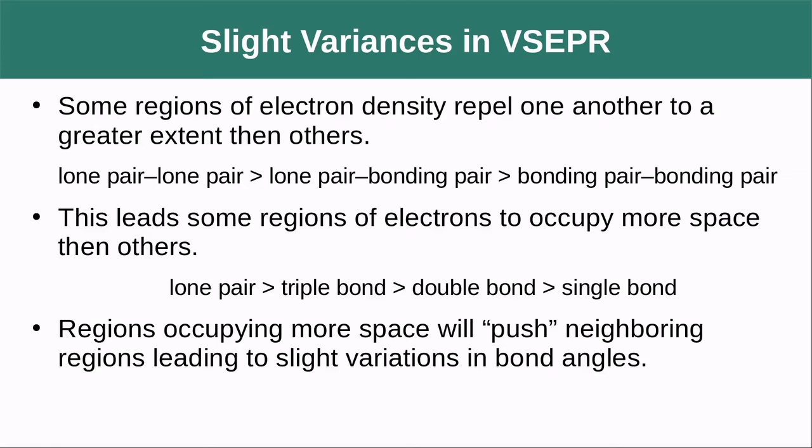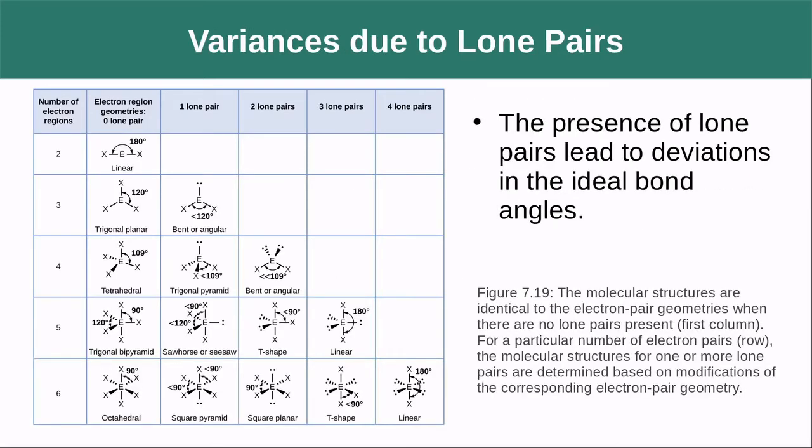So we're going to think of a lone pair as being a big space. It's a big thing that's occupying a lot of space. Triple bonds are a little less, double bonds a little less, single bonds taking up the least amount of space. And the regions that occupy more space will push neighboring regions, leading to slight variations in the bond angles. So let's take a look at that.